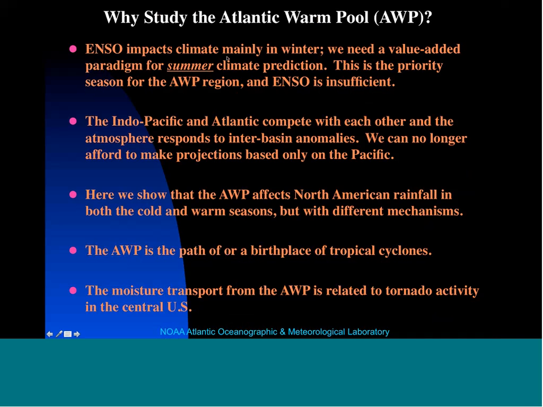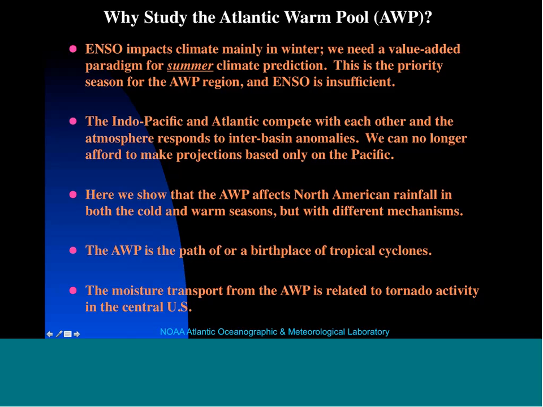And the second point is the Pacific Ocean and Indian Ocean compete with each other. The atmosphere responds to the inter-basin anomaly. We cannot make a climate projection based on the Pacific only. And another point I will show you today is that the Atlantic warm pool is very important because the warm pool affects North American rainfall in both cold season and warm season. However, the mechanisms are different.